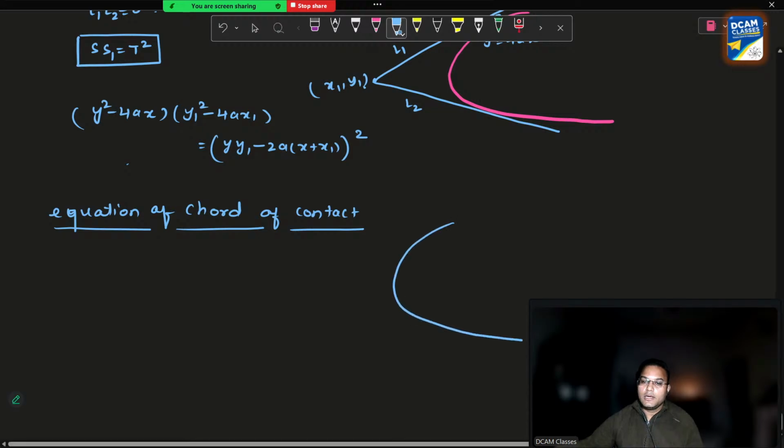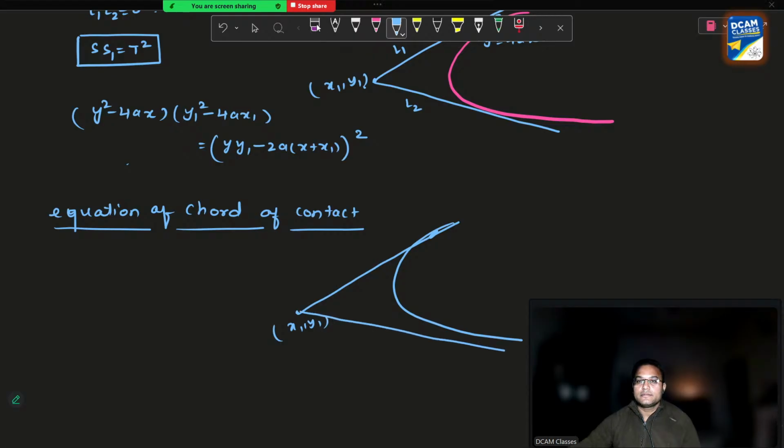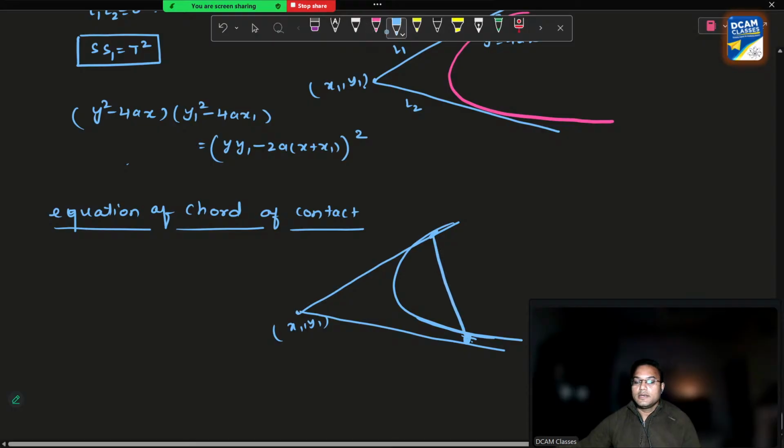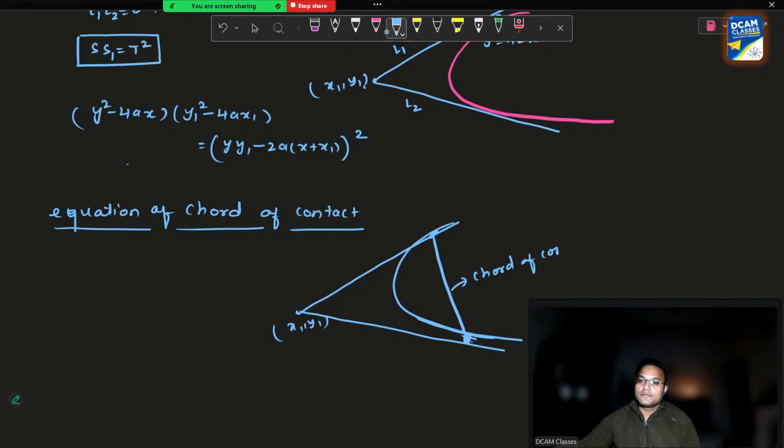This is our parabola. This is our external point. From this point, we are actually drawing the two tangents. This is one tangent. The other tangent is this. Just try to see, this is tangent, okay? Two tangents. And if we join these two points, we are getting a chord of contact. And the chord of contact is actually T is equal to 0. This is the equation of chord of contact.